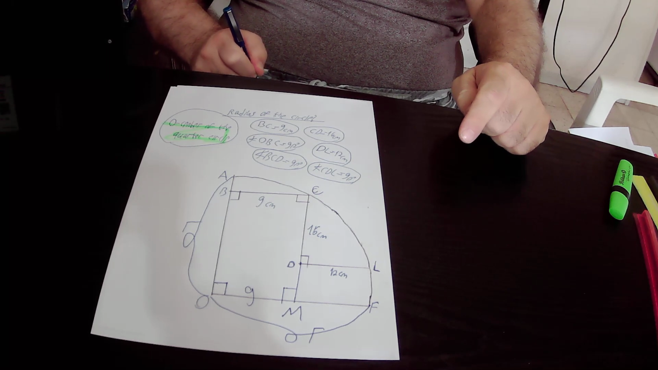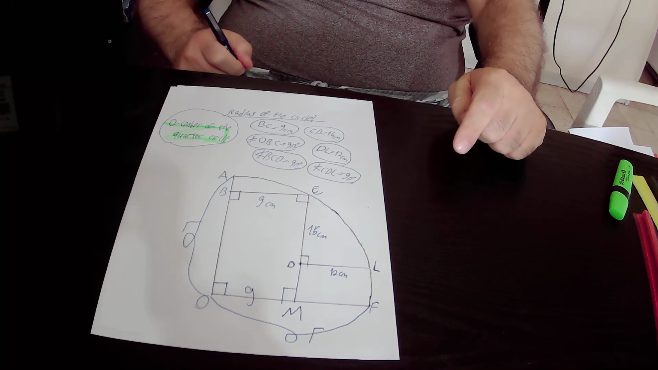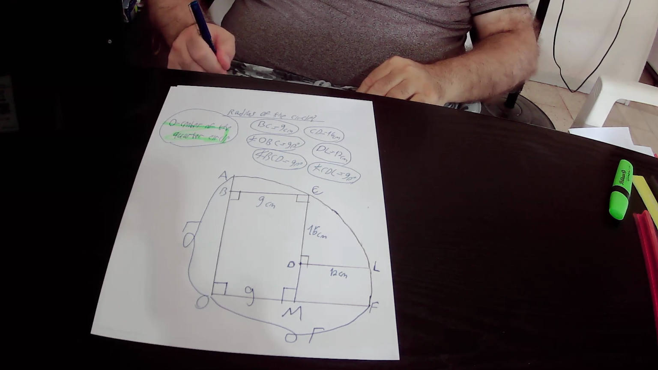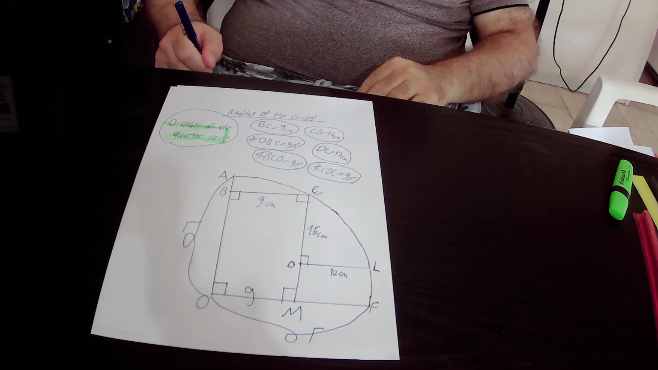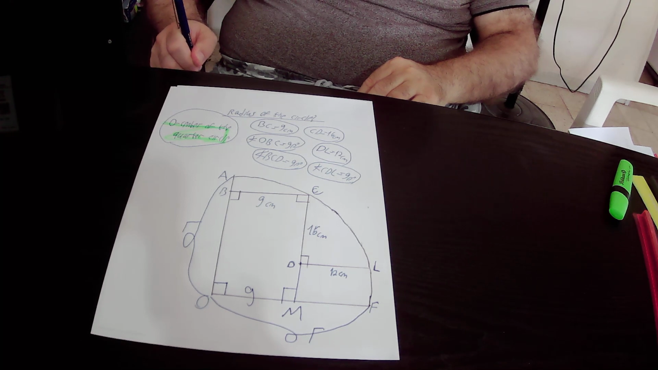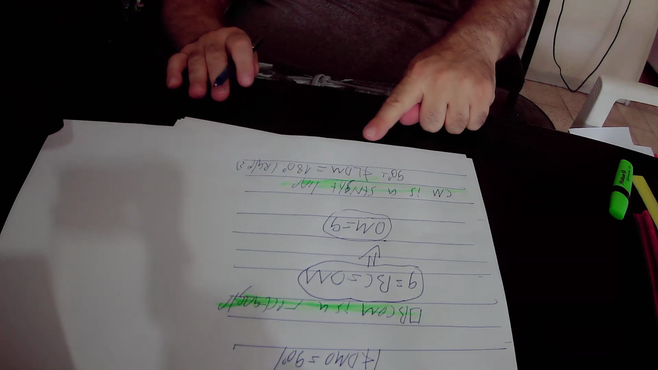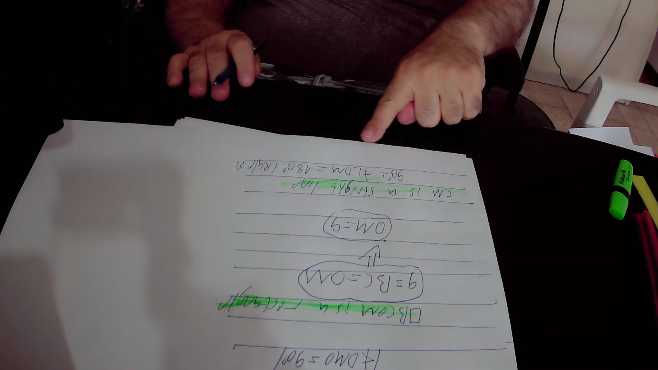90 degrees plus the size of angle LDM. In total, the sum of those two angles must be equal to 180 degrees according to rule number 3. 90 degrees plus angle LDM must be equal to 180 degrees according to rule number 3.